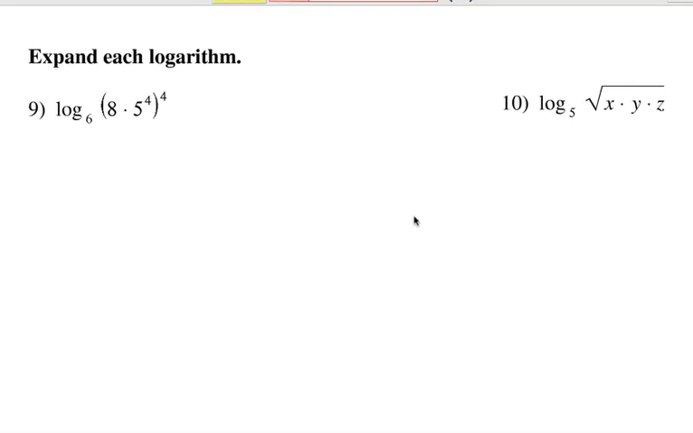9 and 10. What you're going to do is expand these logarithms, okay, using the properties that I just showed you. Go ahead.